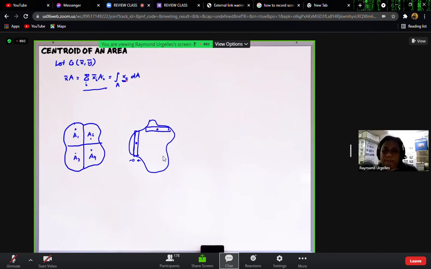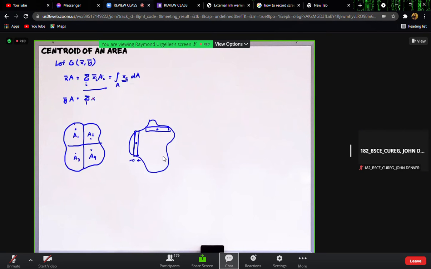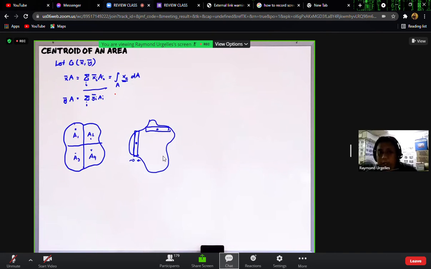A horizontal strip is the same: its centroid is at the middle, and we only need its coordinate, the x of c. Similarly for y, y bar times the area is equal to the summation, over all values of i, of y sub i, the centroid of each smaller area, times its area. For smaller areas we can also use the integral if we use infinitesimal areas. Any questions? That is what we call the centroid.